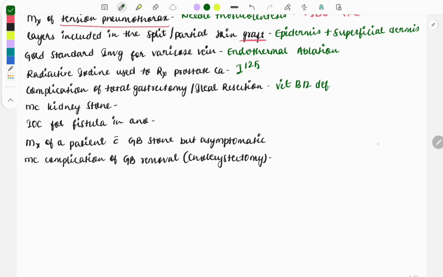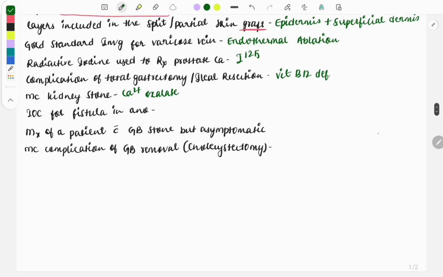The most common kidney stone is the calcium oxalate. Then investigation of choice for fistula in anus, it is the MRI.